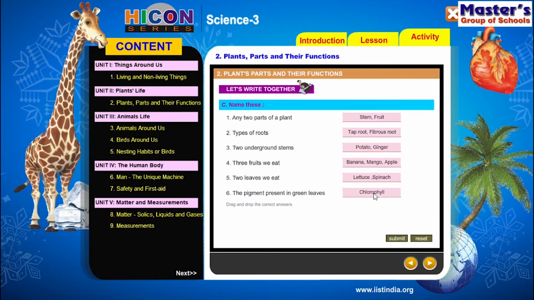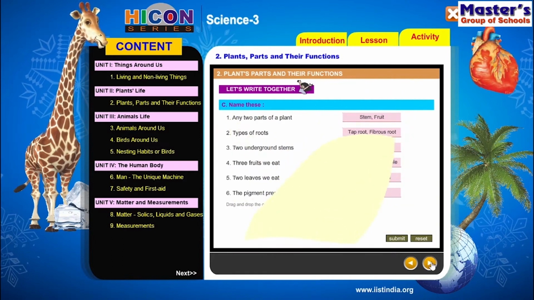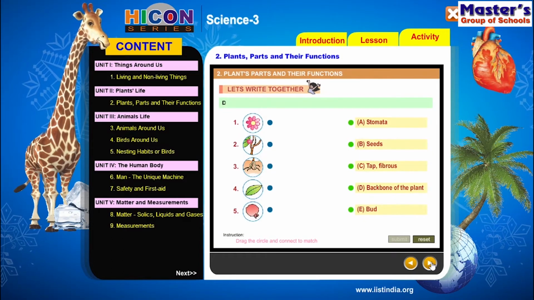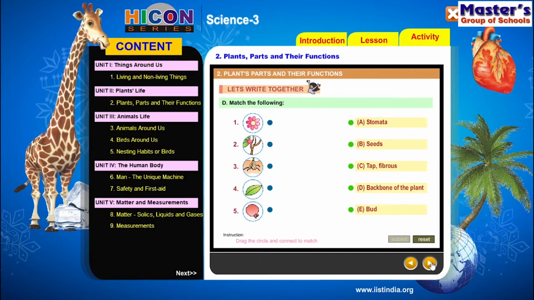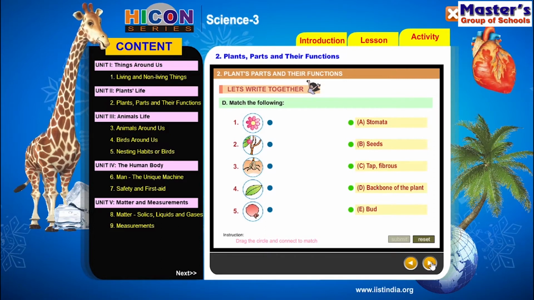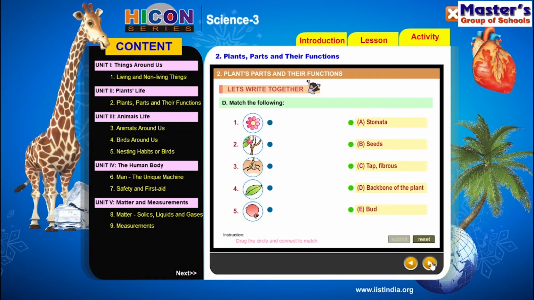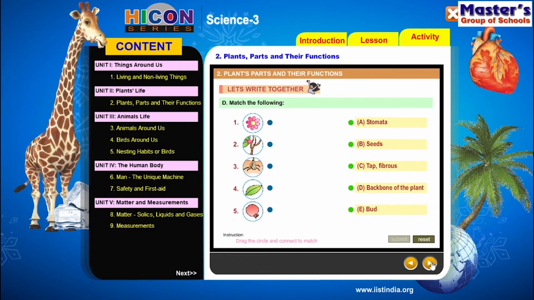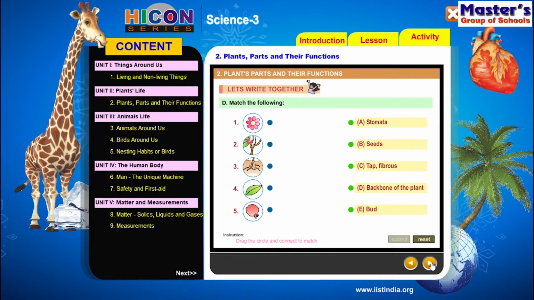So let us enter the next part in our activity section. Match the following. Children, this is a matching. Some flowers and some parts of the plants are given on the left side and their names are given on the right side. Our task is to match each one with the correct one. So we have to pair the correct ones.